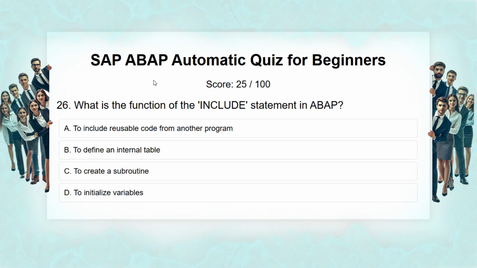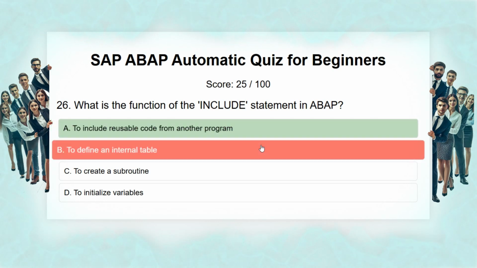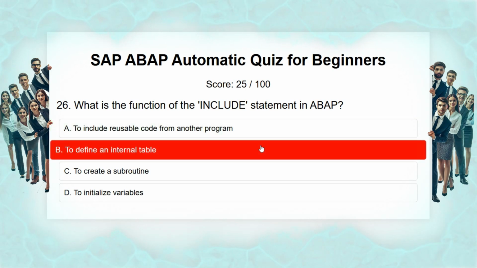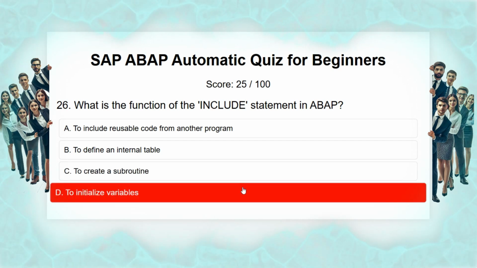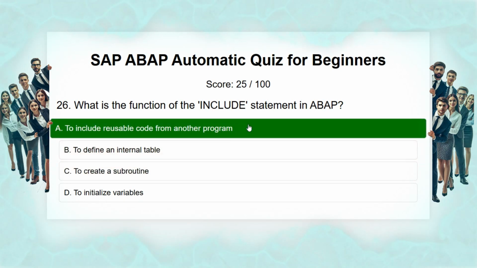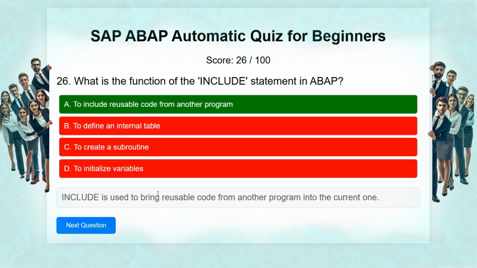26. What is the function of the include statement in ABAP? A. To include reusable code from another program. B. To define an internal table. C. To create a subroutine. D. To initialize variables. Correct answer. Include is used to bring reusable code from another program into the current one.